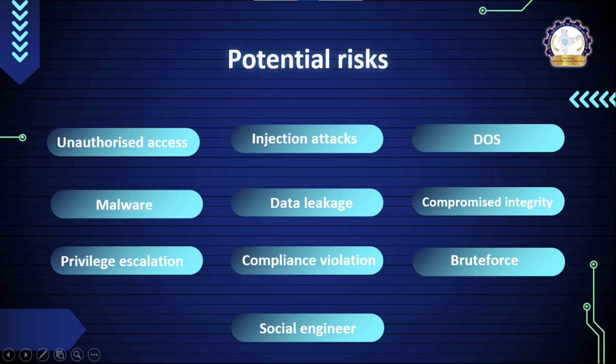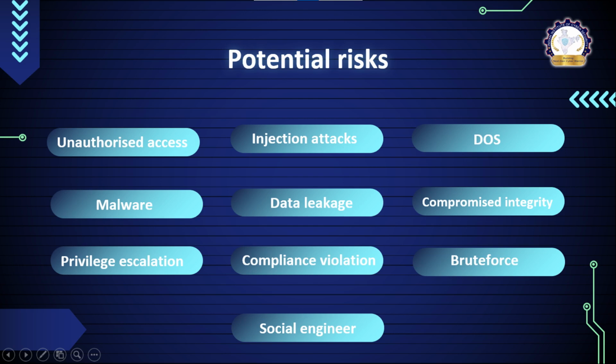Escalation of privileges. So if an attacker is able to exploit a vulnerability in an API, they may be able to elevate their privileges within the system or application, giving them greater access and control. Brute force attacks. Attackers may use an API to launch brute force attacks against user accounts, attempting to guess passwords or other authentication credentials.